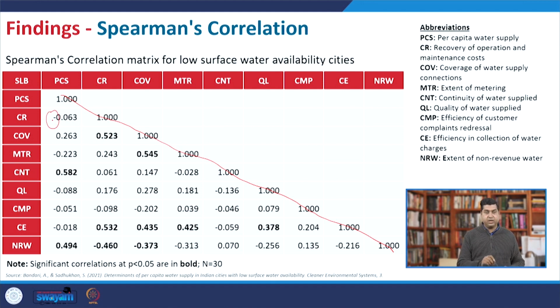For negative we are denoting with the negative sign, but positive is just written as it is. But the values, if you see, 0.063 is a very weak correlation. It's almost close to 0. If you go with the rounding off, it is very close to 0.